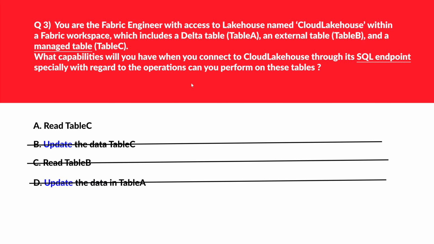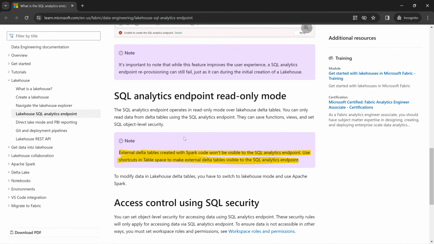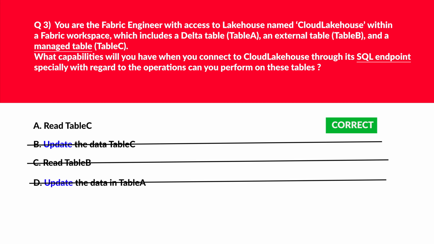Since table C is a managed table, we can see and read the tables using the SQL endpoint. Let's look at the official documentation to confirm. It's mentioned external delta tables created with Spark code won't be visible to the SQL Analytics endpoint. Use shortcuts in the Tables space to make external delta tables visible to the SQL Analytics endpoint. So that's what is required. We'll lock option A as the correct answer.